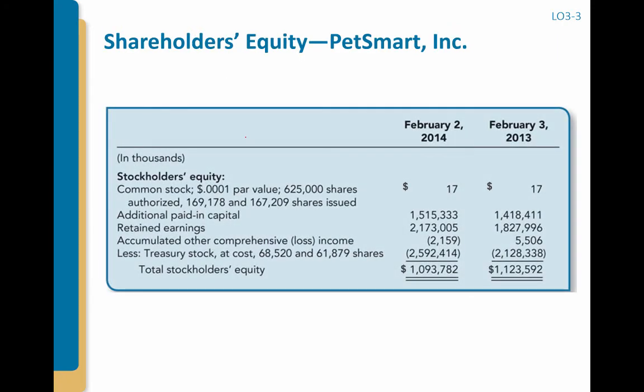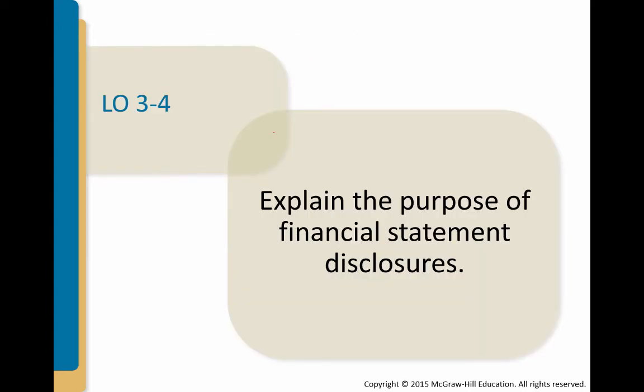So here you see we have common stock. There's also preferred stock usually, but now here we have common stock. Here is our additional paid-in capital, our retained earnings, and then our other comprehensive income or loss. Then notice you see less our treasury stock. Treasury stock is where you're actually purchasing back; you as a company purchase back your own stock.